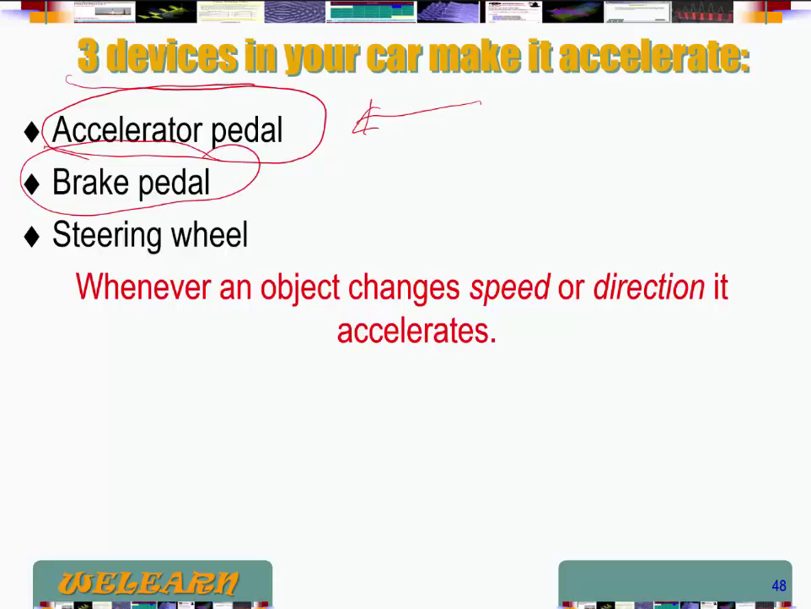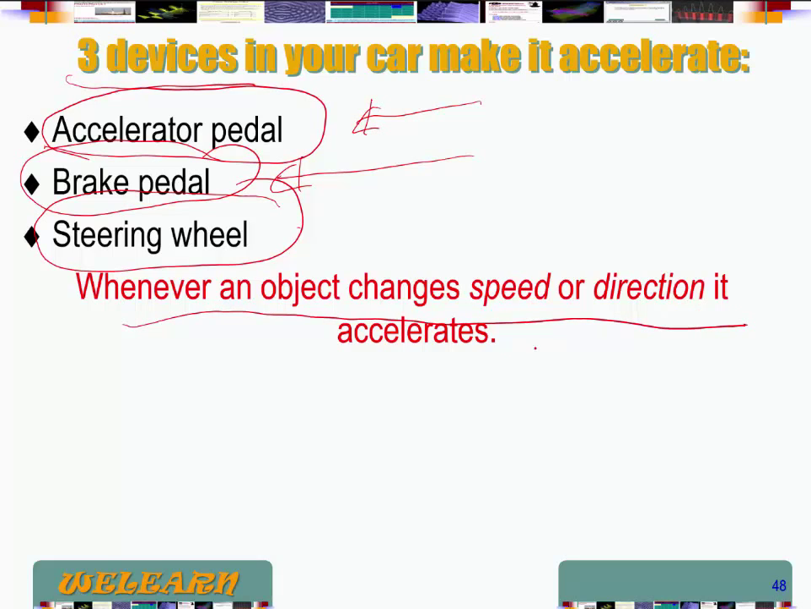Brake pedal, it again changes the magnitude of the velocity. If it changes the magnitude of the velocity, it changes the velocity. So then we have an acceleration. The more surprising one, probably, is the steering wheel. The steering wheel changes the direction of the velocity. If you change the direction of the velocity, you change the velocity, so you have an acceleration. So whenever an object changes speed or direction, it accelerates. And these are the three devices in the car that allow for acceleration.